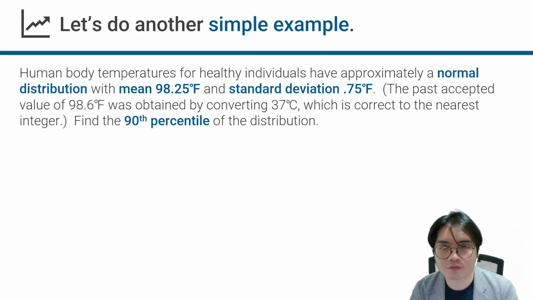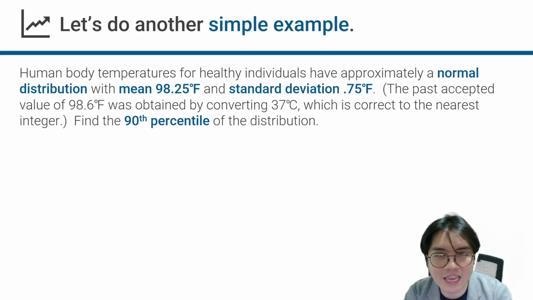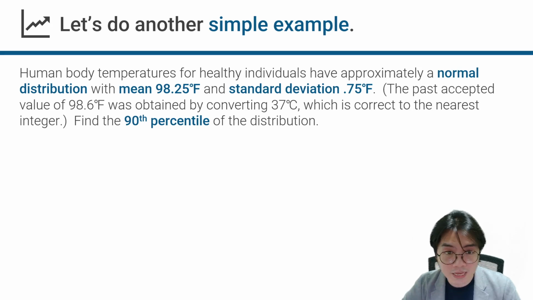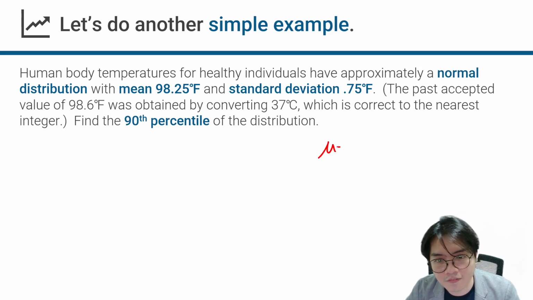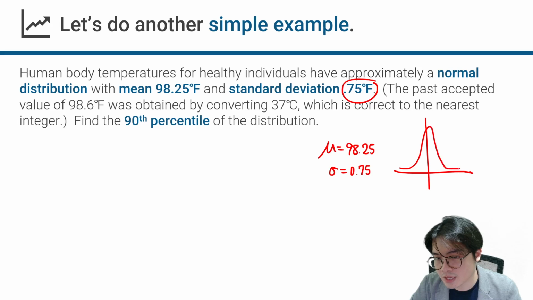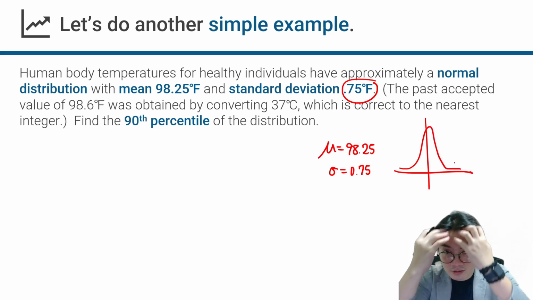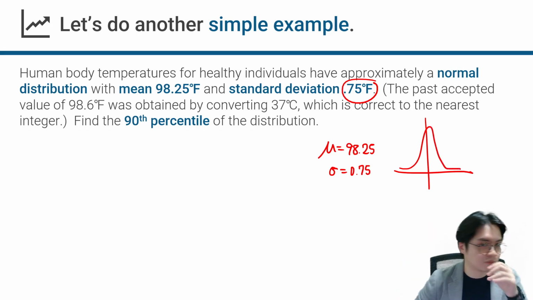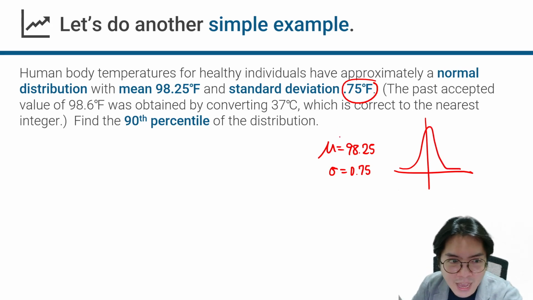Human body temperatures for healthy individuals have approximately a normal distribution with a mean of 98.25 degrees Fahrenheit and a standard deviation of 0.75 degrees Fahrenheit. Notice that because this is small, you expect this to be very tall, very spiky, right? Now, find the 90th percentile of the distribution. What do you mean by 90th percentile of the distribution?